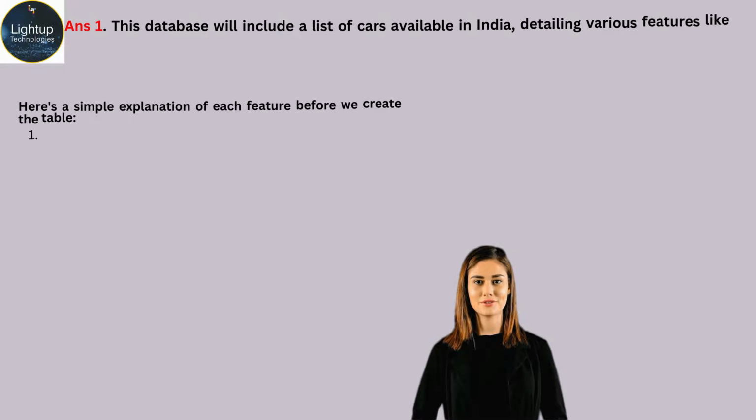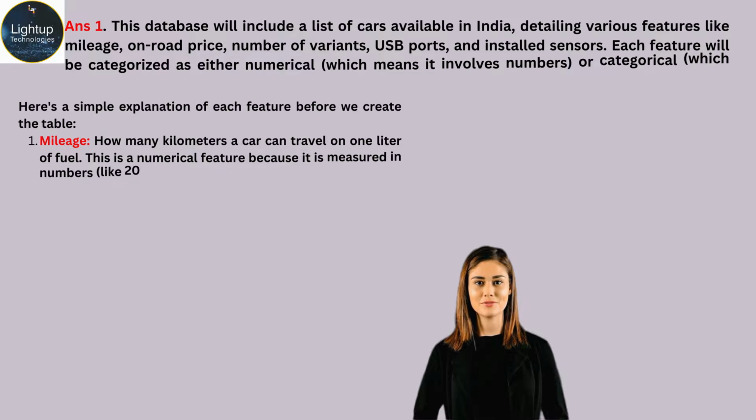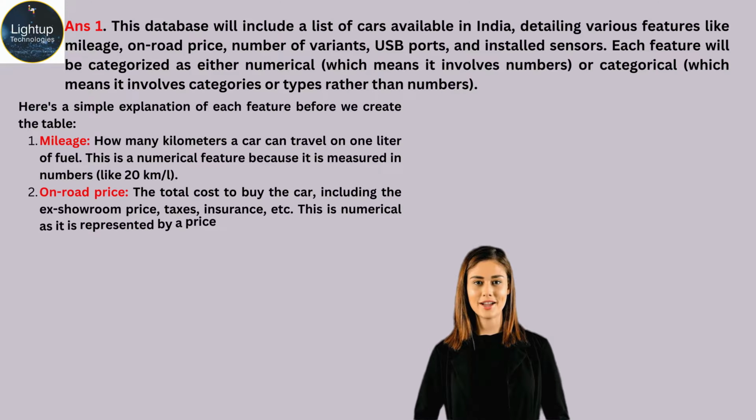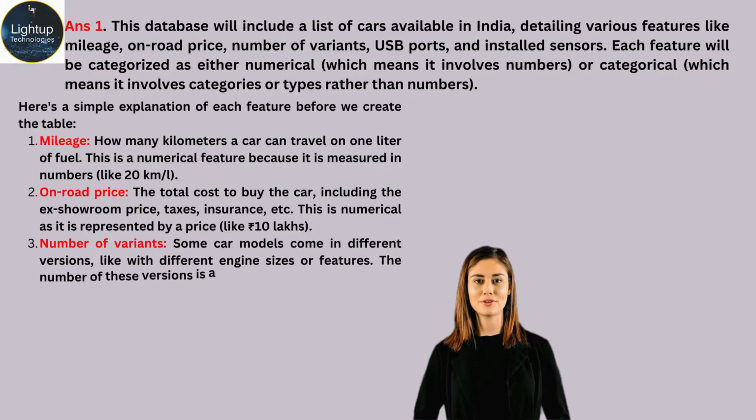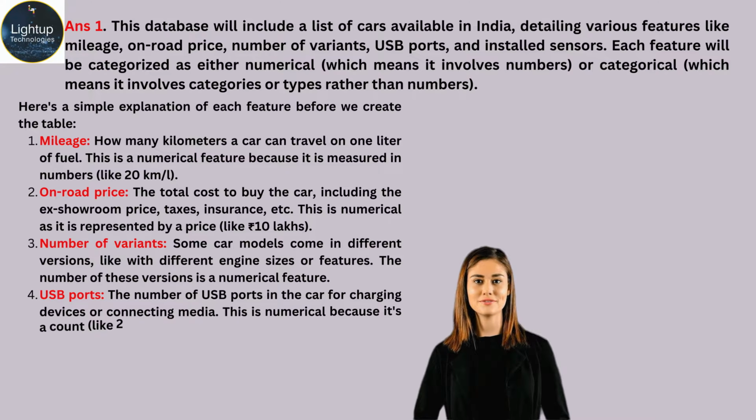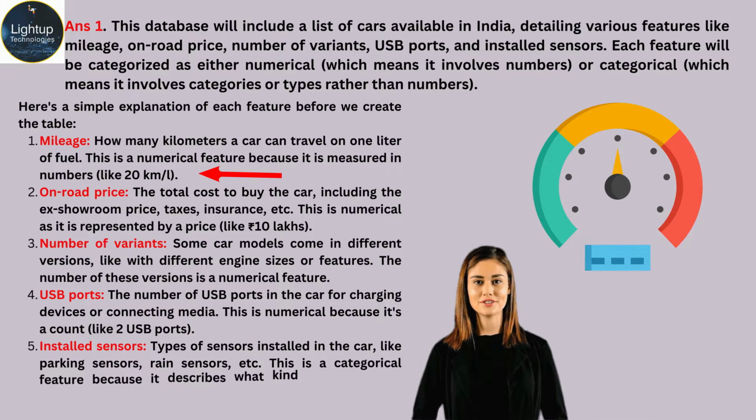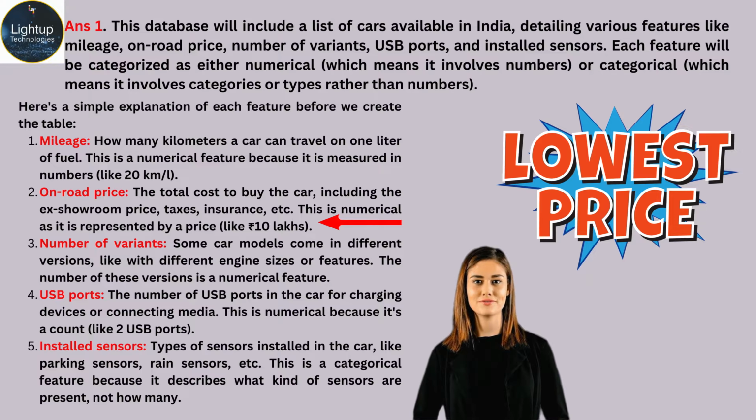This database lists cars in India with features categorized as numerical (numbers) or categorical (types). Features: first, mileage, how far a car can travel per liter of fuel. Numerical, example 20 kilometers per liter. Second, on-road price, total cost to buy a car, including taxes, insurance, etc.